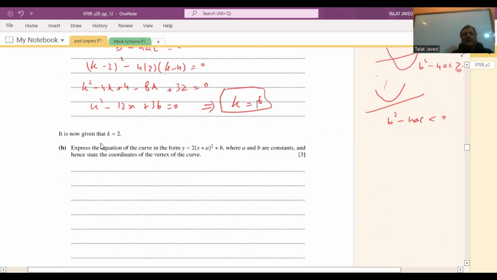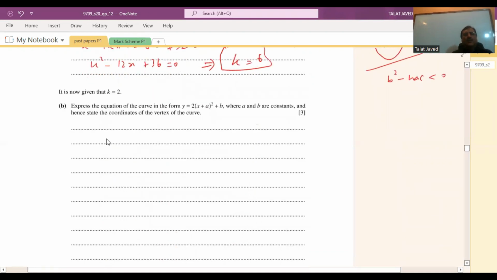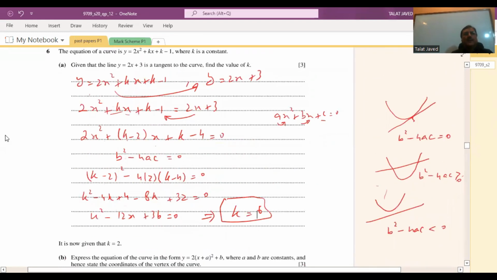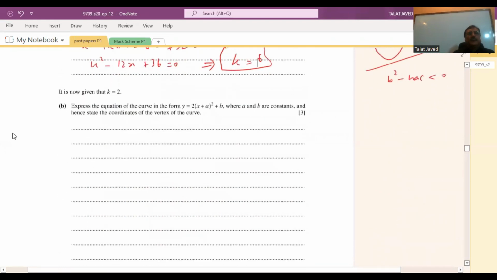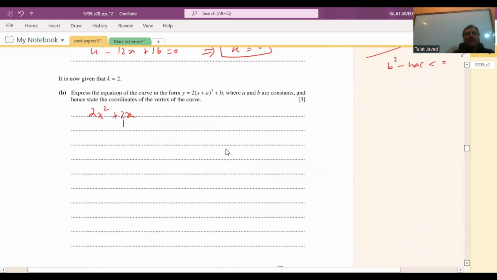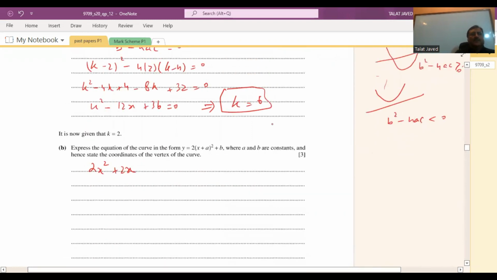Now, by completing the square, it is given that k is equal to 2. Express the equation in completed square form and state the coordinates of the vertex. So in 2x squared plus kx plus k minus 4, k is 2.